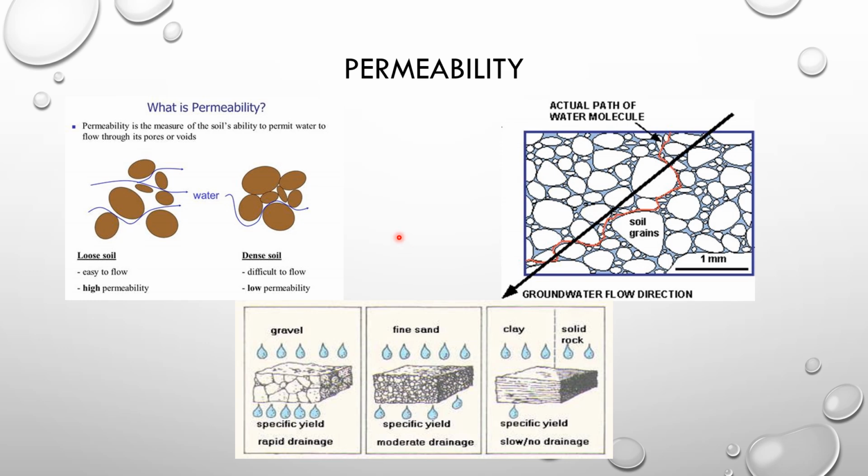Different types of soil are going to allow for different flow rates. Sand and gravel will have a higher rate, but when you get over to clay, you're going to find that it's really slow.